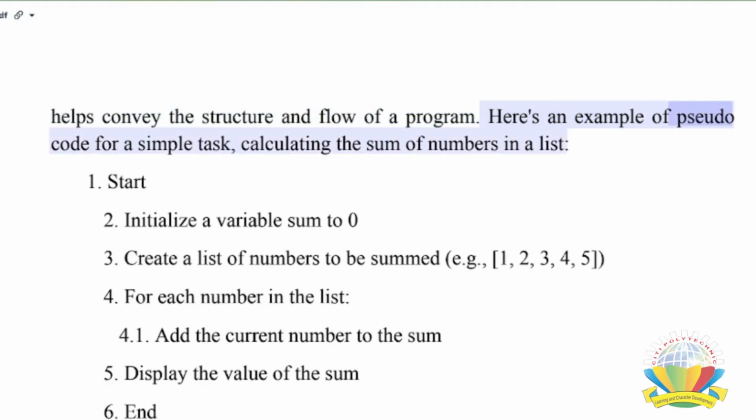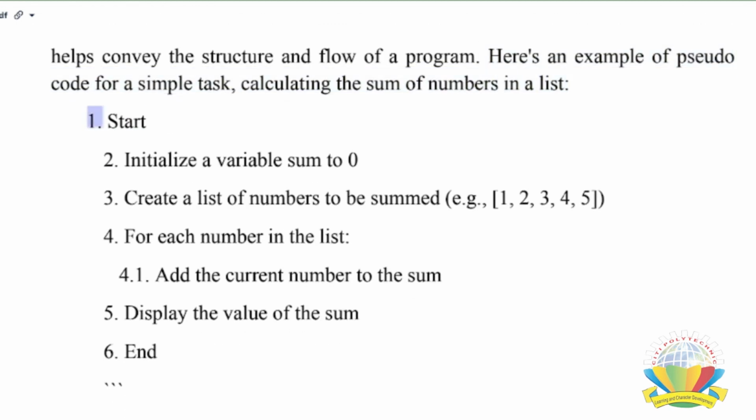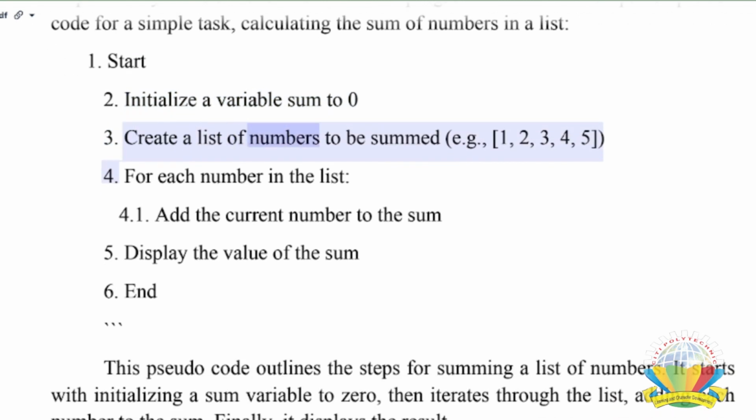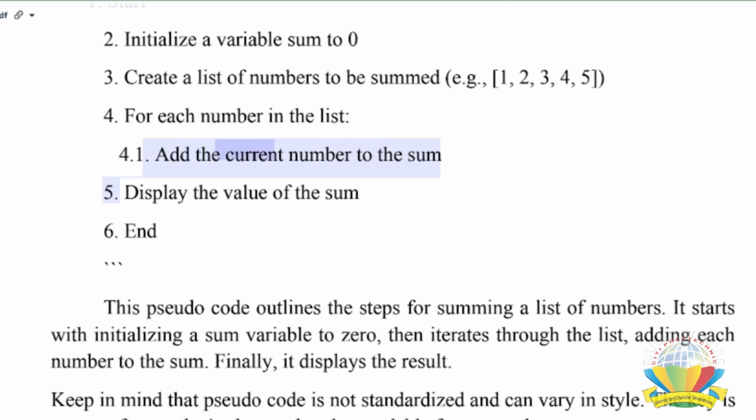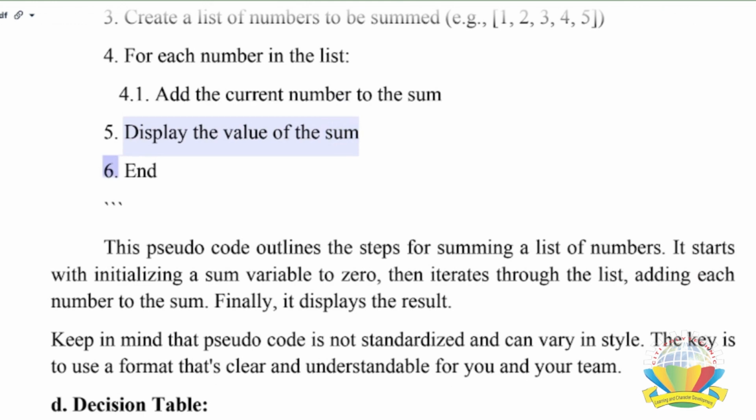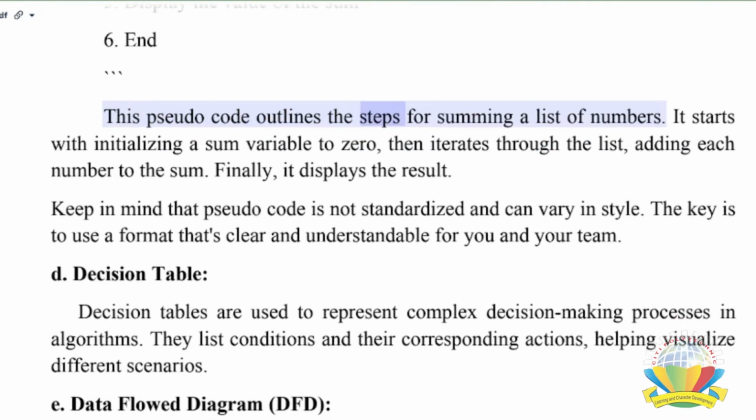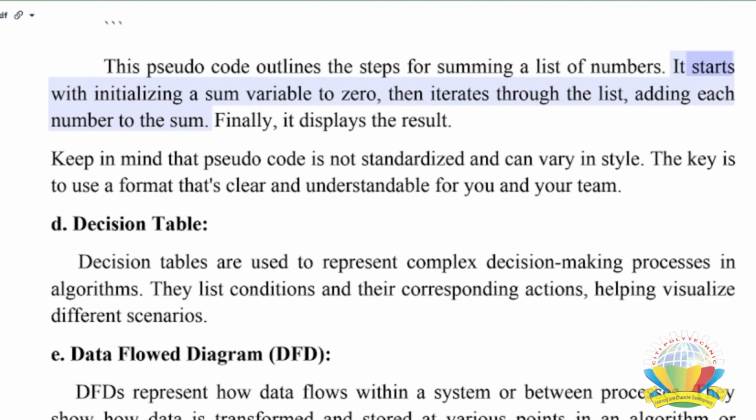Here's an example of pseudocode for a simple task, calculating the sum of numbers in a list. 1. Start. 2. Initialize a variable sum to 0. 3. Create a list of numbers to be summed, for example, 1, 2, 3, 4, 5. 4. For each number in the list, 4.1. Add the current number to the sum. 5. Display the value of the sum. 6. End. This pseudocode outlines the steps for summing a list of numbers. It starts with initializing a sum variable to 0, then iterates through the list, adding each number to the sum. Finally, it displays the result.